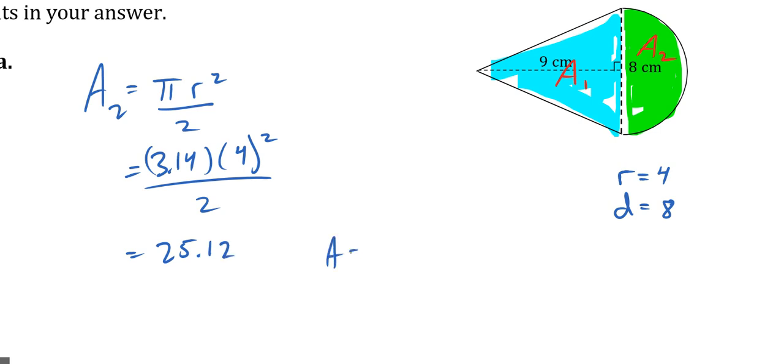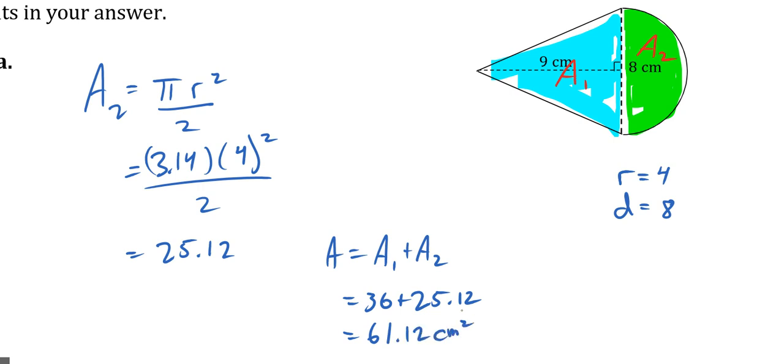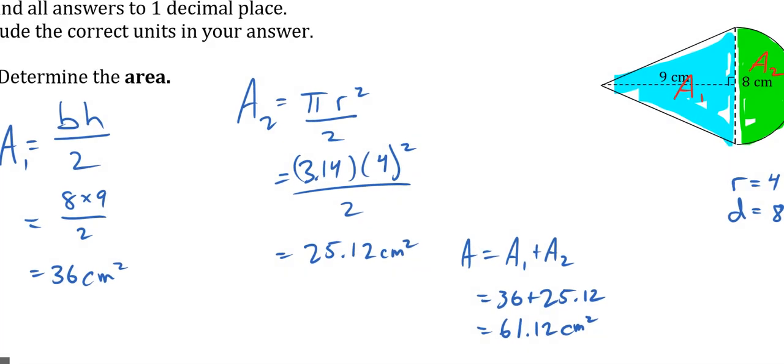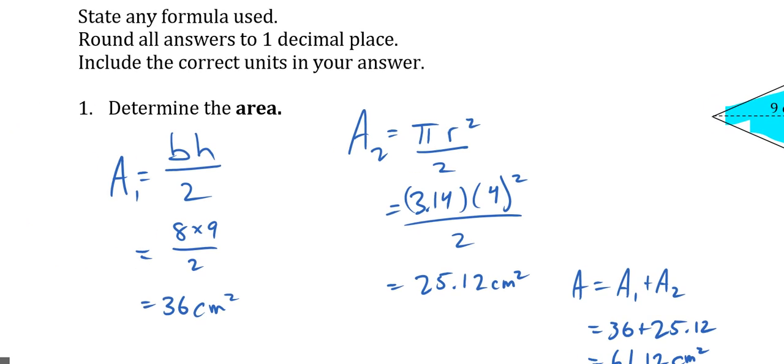And then for the total area, I add them together. So it's 36 plus 25.12, and that gives me 61.12 centimeters squared. Again, it's perfect if you have the different parts of the question separated. So I've got the area of the triangle over here, the area of the circle here, and then the total here. You could also give them little titles: triangle, and then calculate the area; circle, you don't even have to call it a half circle, I know what you mean; and then total, instead of A1, A2. But it's nice to have them separate.